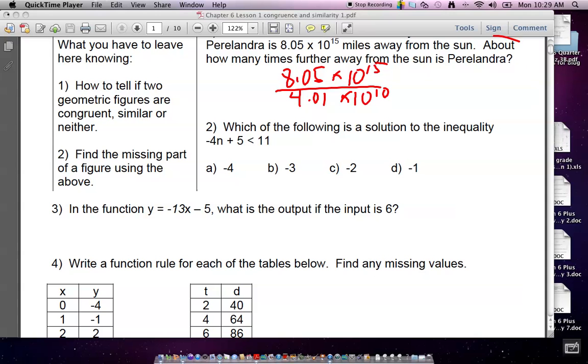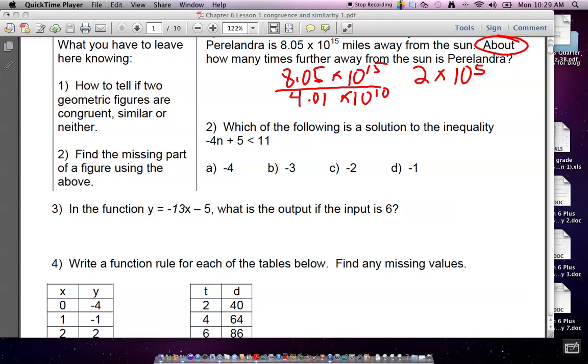Now, remember, it says about. When it says about, what does that tell you? It means it can be close. Doesn't have to be perfect. So I don't actually have to do this division. I could just say, what's 8 divided by 4? 2. And what's the rule with the exponents, guys? Subtract. So 2 times 10 to the 5th.